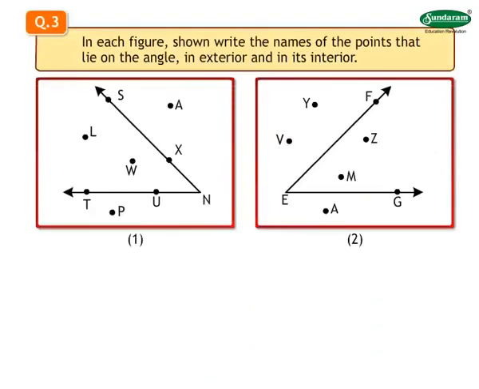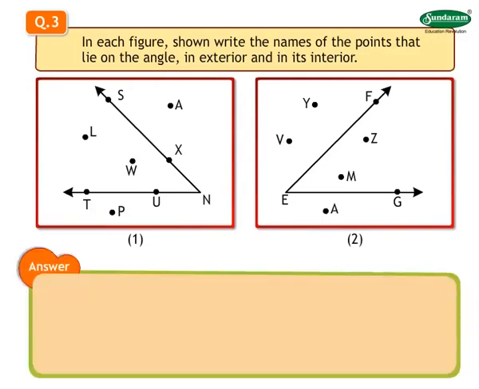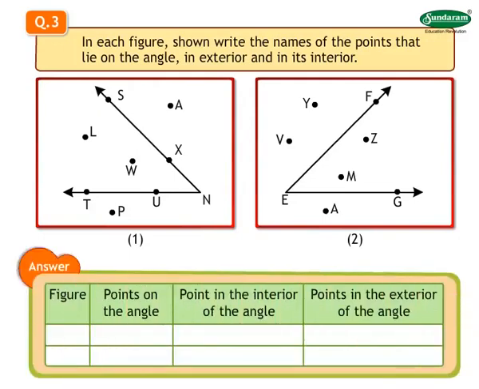Number 3. In each figure shown, write the names of the points that lie on the angle, in its exterior and in its interior. Answer. Number 1. In this figure, points X, S, N, T, U lie on the angle. Points L, W are in the interior. Points A, P are in the exterior.